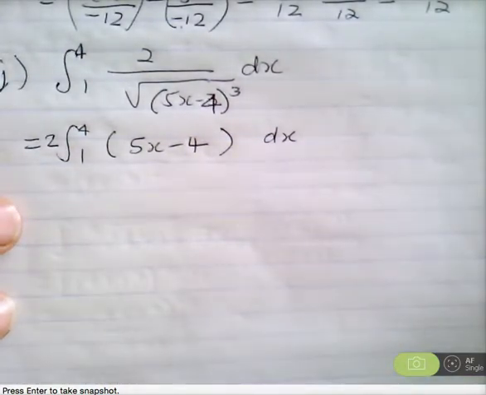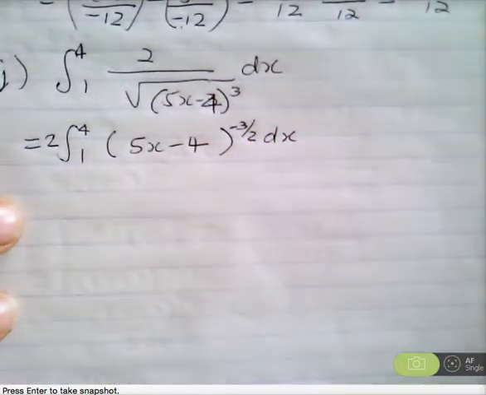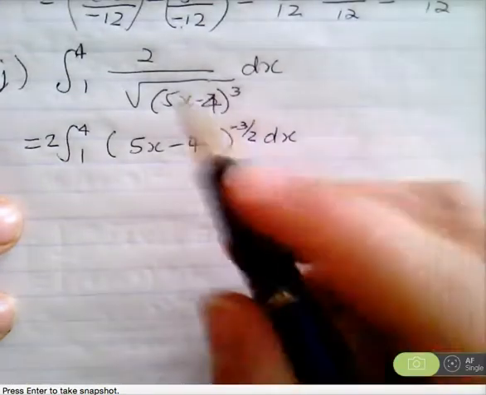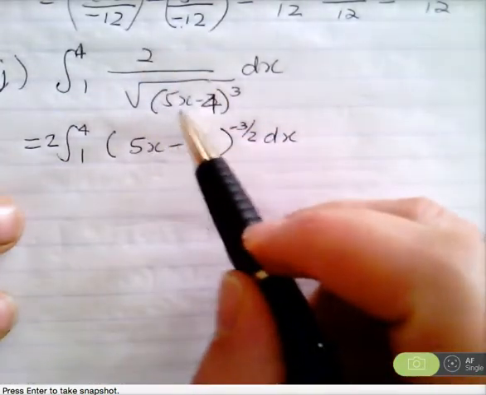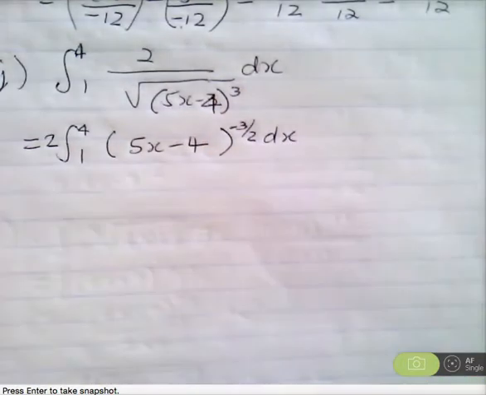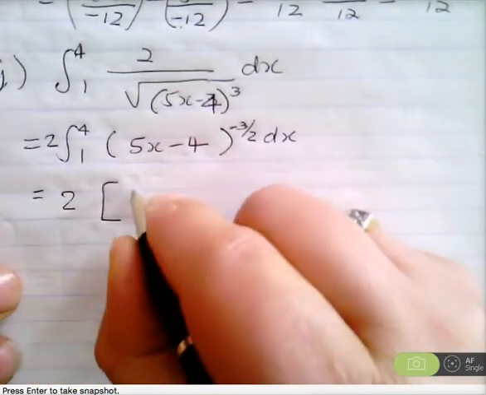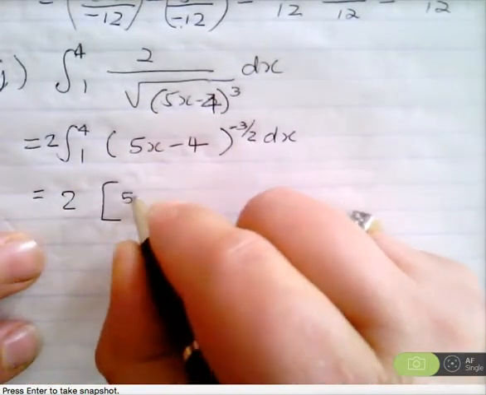Well, it's 3 on 2 if it's on the bottom. Negative 3 on 2. Because it's 2 over the square root of (5x minus 4) to the 3 on 2. So I want to put this 2 out the front. Putting that 2 out the front saves you including it in your substitutions later. You really don't want to be including it in the substitutions. It's just more work than what you need.